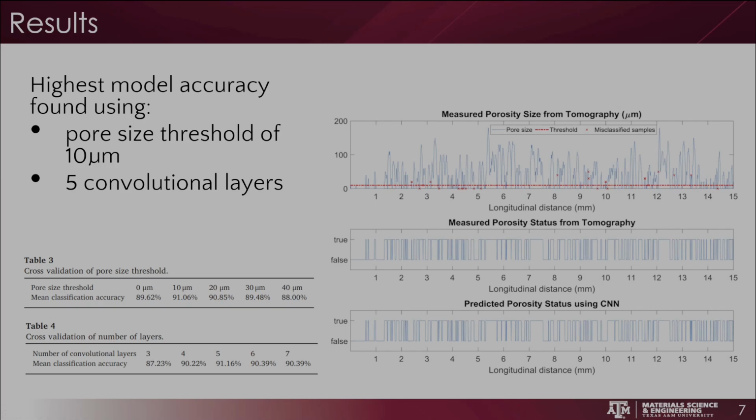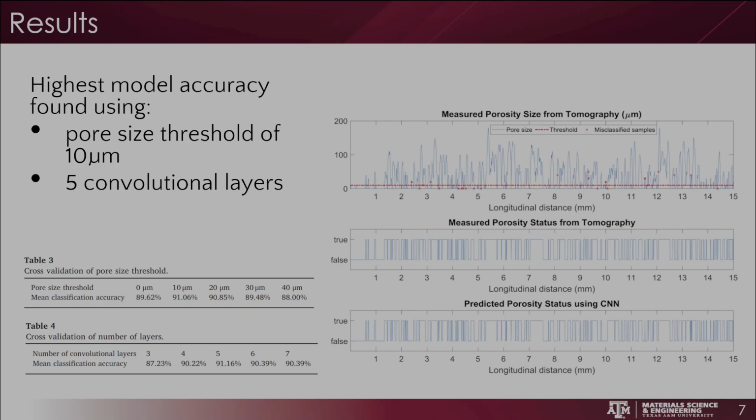So for the results, the model had the highest accuracy using a pore size threshold of 10 micron diameter or less, as well as 5 convolutional layers. The tables in the bottom left show the accuracy of the model over different size thresholds, showing that at low size thresholds and at very high size thresholds the accuracy tends to go down. And table 4 shows the accuracy testing different numbers of convolutional layers, which mostly perform the same after 3, but 5 showed the greatest accuracy.